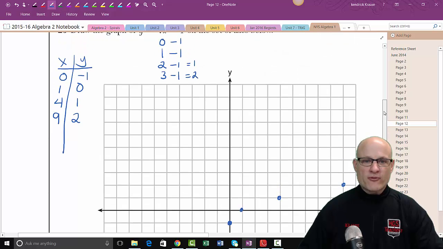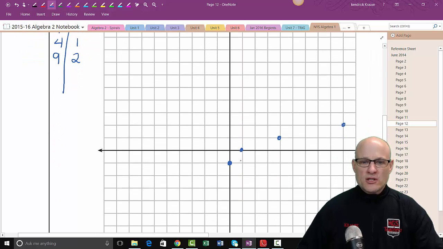Now, did it say where to graph from and to? So I got to start here, and I need to put an arrow at the end stating that it goes off in that direction.